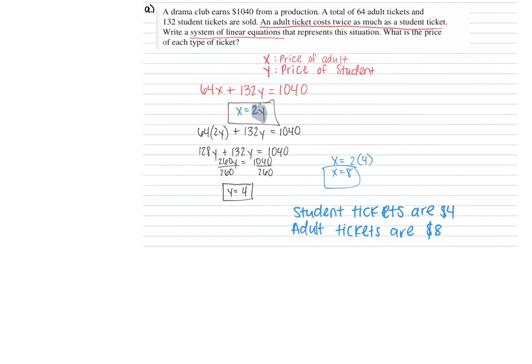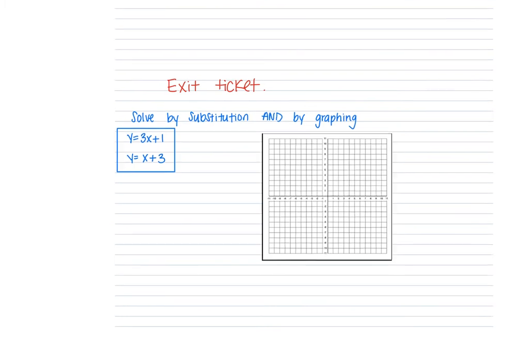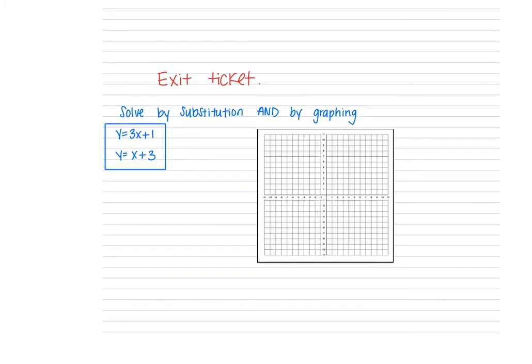And we're done. Those are all the notes that I have for today. As your exit ticket, I would like you to solve that system of equations by both substitution and by graphing. It's a great way to check yourself and make sure that you're doing it the same way. It also makes a strong connection between the 2 forms of solving systems of equations.